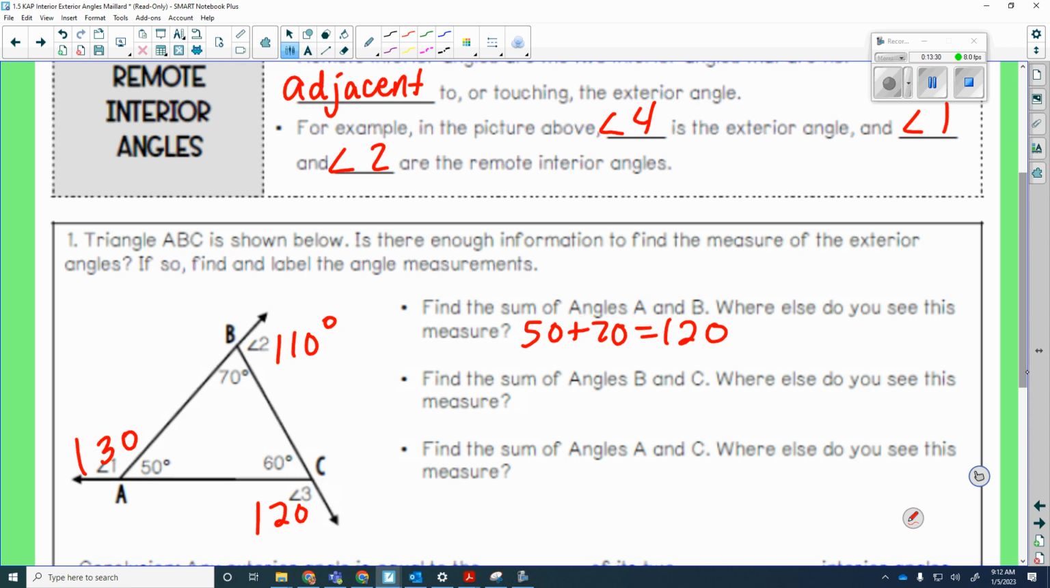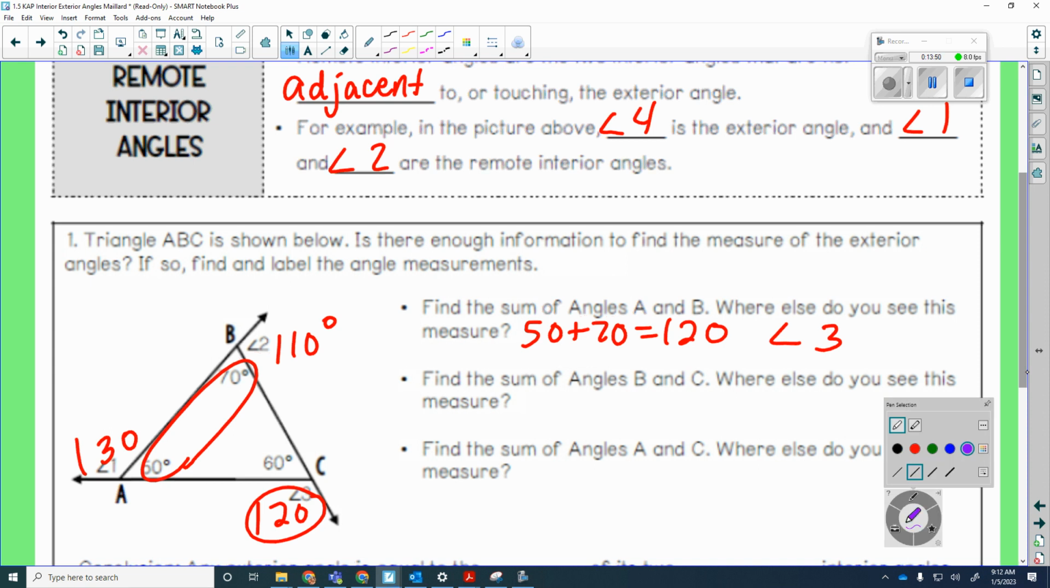Okay. Now, when we found the sum of angle A and B, where else do we see 120? Angle 3. Do y'all see that? And see, look. Angle A and B is equivalent to this guy sitting out there. That's the exterior angle that is not adjacent to it. Okay?